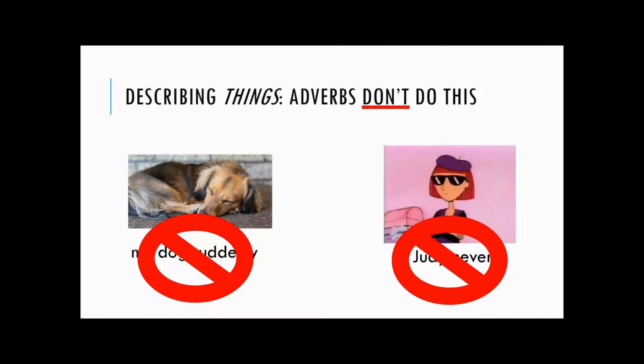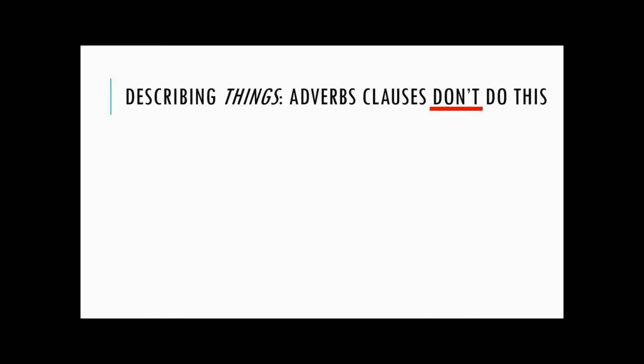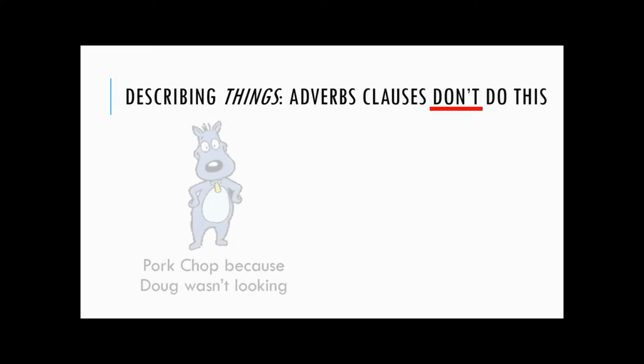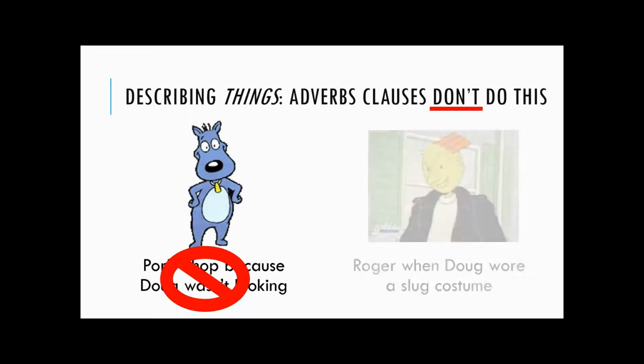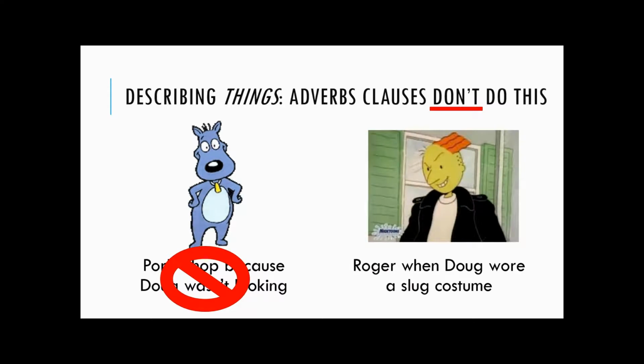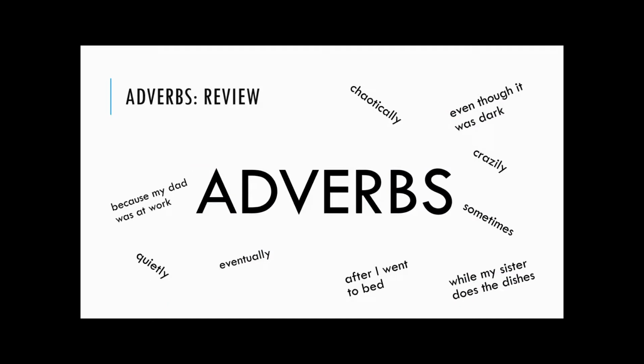It gets even stranger when we add adverb clauses. Pork chop because Doug wasn't looking. Again, we want to know what he's doing. There's no way to draw this. Roger when Doug wore a slug costume. What did he do? I can't picture this. If you can't picture it without a verb, it's an adverb. And adverbs describe verbs.